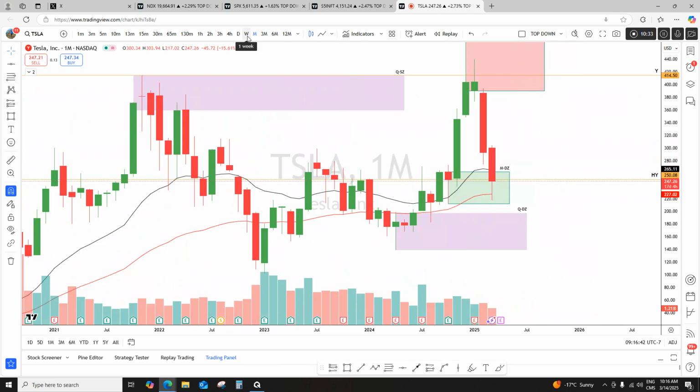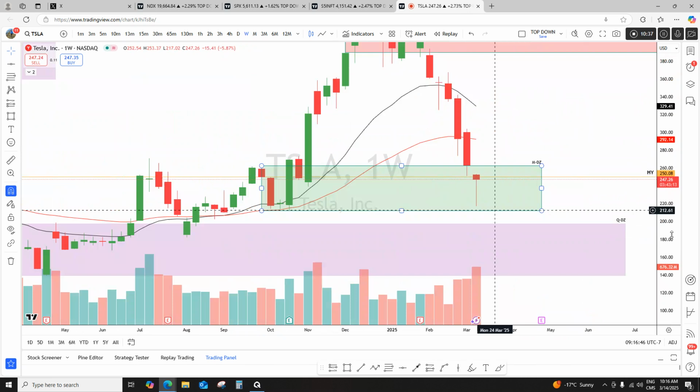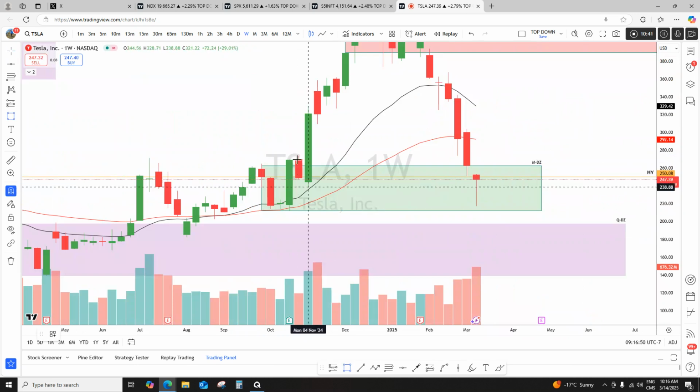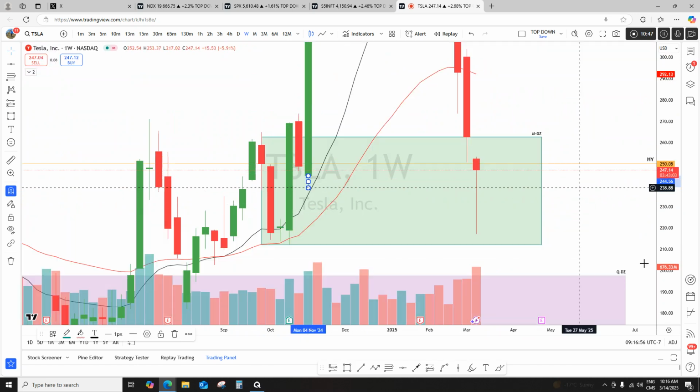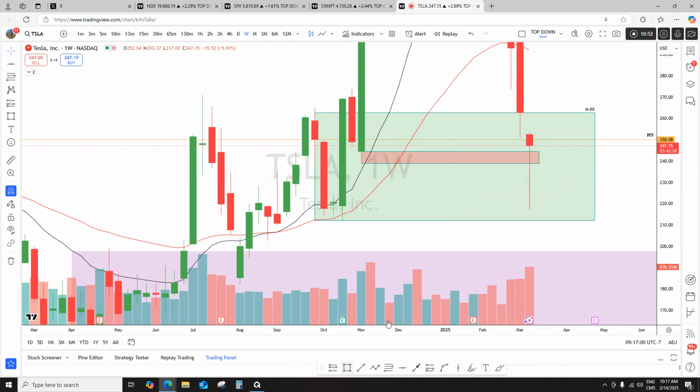Now let's go further down to weekly. That's how I do the analysis. Now this weekly is broken, clear cut. This is a demand zone as well, but the whole imbalance came from here. So this is broken, there's no doubt about it. This is broken, this is broken, and there is a clear cut demand zone here.